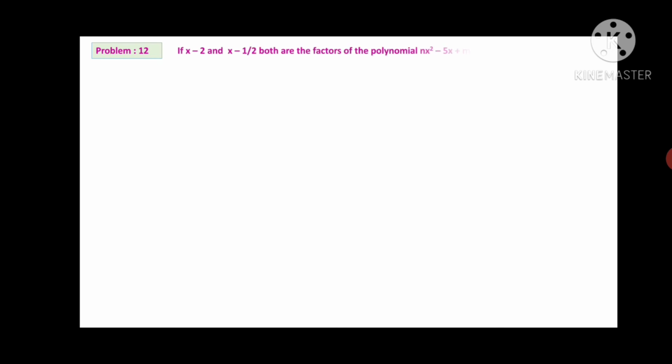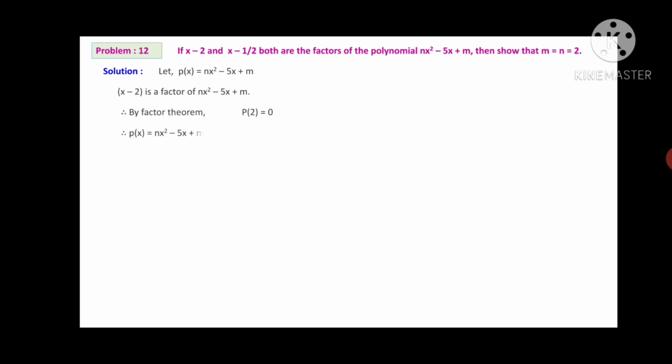If x minus 2 and x minus 1 by 2 both are the factors of the polynomial nx square minus 5x plus m, then show that m is equal to n is equal to 2. Friends, we can write that P of x is equal to nx square minus 5x plus m. x minus 2 is a factor of nx square minus 5x plus m, it is given. Therefore, by the factor theorem, here P of 2 is equal to 0. Therefore, P of x is equal to nx square minus 5x plus m. Now, substitute x is equal to 2.